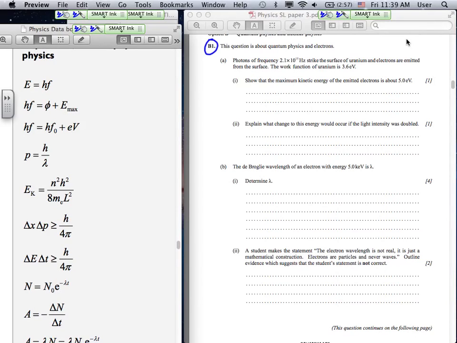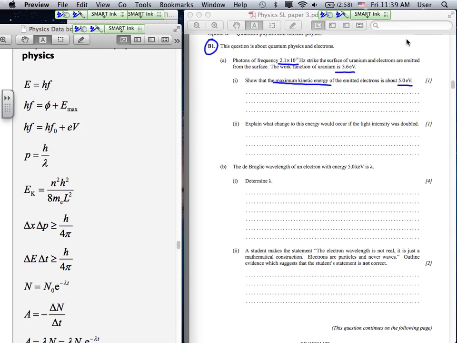Question B1. This question is about quantum physics and electrons. A. Photons of frequency 2.1 times 10 to the 15 Hertz strike the surface of uranium and electrons are emitted from the surface. The work function of uranium is 3.6 eV. Show that the maximum kinetic energy of the emitted electrons is about 5 eV.